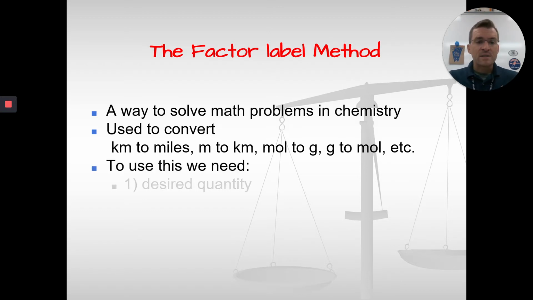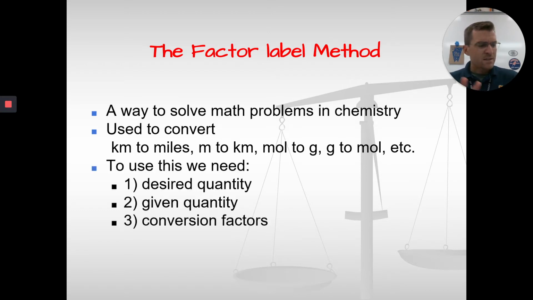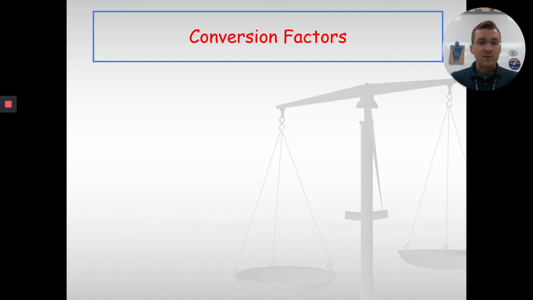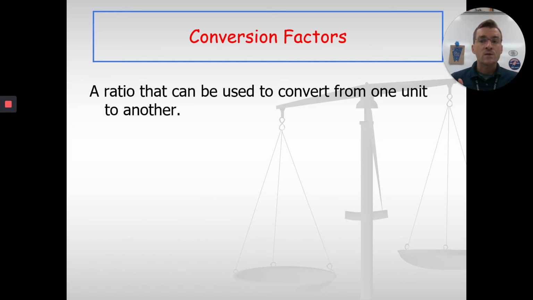Now there are a couple of things that we need. And again, I'm not going to spend too much time right now on this slide, but the big thing is that we need a conversion factor. That I think might be kind of the toughest thing to pick up over these next couple of classes. What a conversion factor is, it's a valid relationship or an equality. So in other words, it's two equal measurements, like 60 minutes equals 1 hour, that we're going to write as a fraction or a ratio. And it's this conversion factor that's going to let us convert from one unit to another.